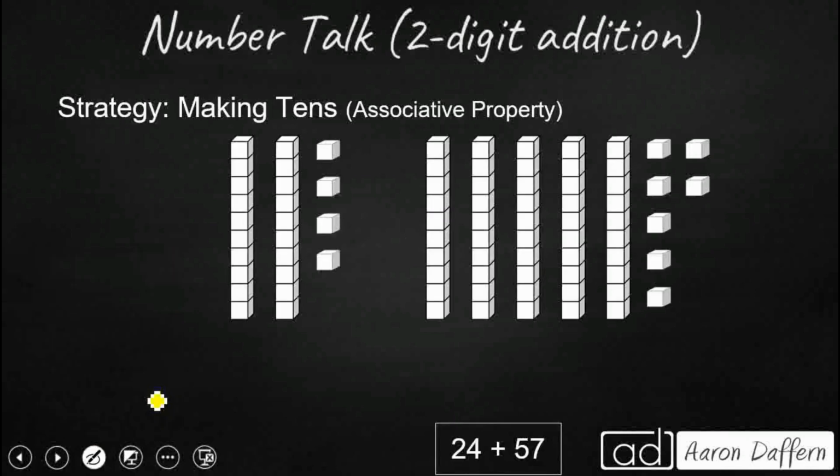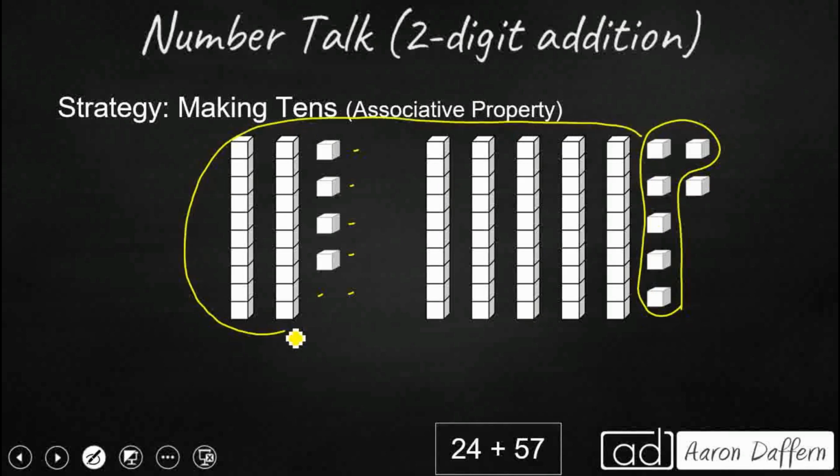So the first thing that you could have done is to make tens using the associative property. So we look at our two addends and we look to see, well, how far away are those addends from that next 10? So let's look at our 24, and we'll see our 24 is 1, 2, 3, 4, 5, 6. It's 6 away from the next 10. So what I'm going to do is I'm going to take 6 from my 57, and I want to add that together with my 24.